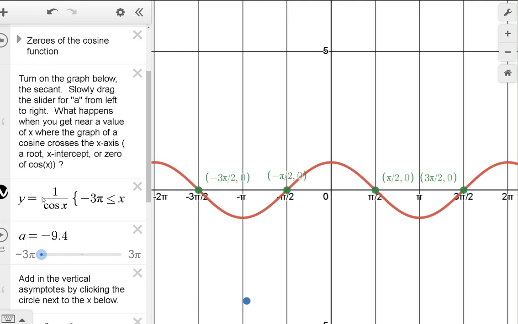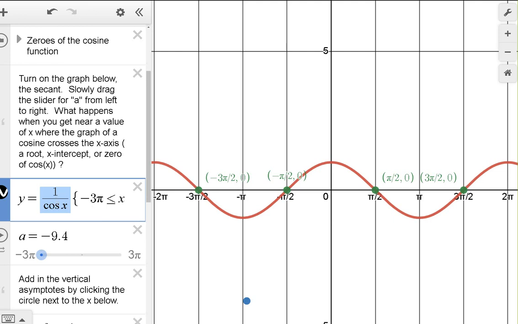Unlike your graphing calculator, Desmos actually does understand secant. You can type in SEC of x, and it'll understand that that's the secant. On your graphing calculator, there's no secant button. There's no secant function. If you want the secant, you have to type 1 over cosine of x. Just no way around it, even for me.